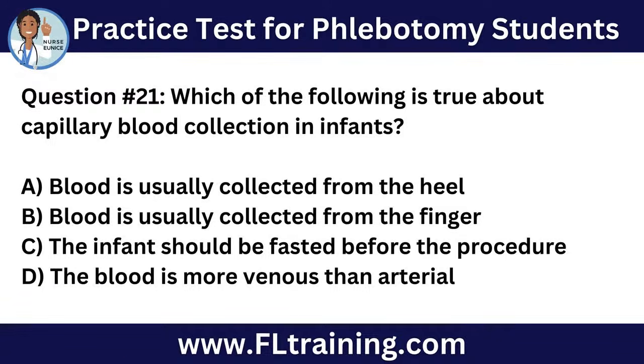So let's repeat the question. Which of the following is true about capillary blood collection in infants? Is it A, blood is usually collected from the heel? B, blood is usually collected from the finger? C, the infant should be fasted before the procedure? Or D, the blood is more venous than arterial?